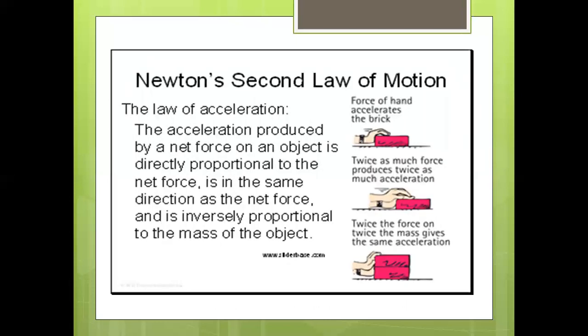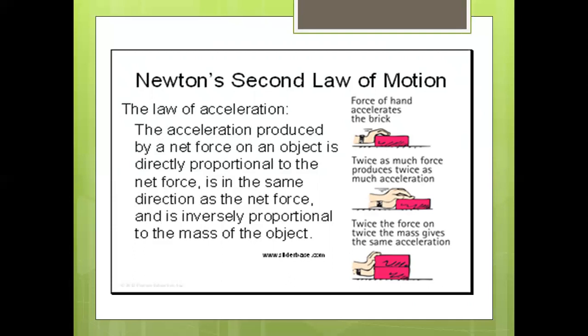Newton's second law of motion. The statement of the law is that the acceleration produced by a net force on an object is directly proportional to the net force, is in the same direction as that of the net force, and is inversely proportional to the mass of the object.